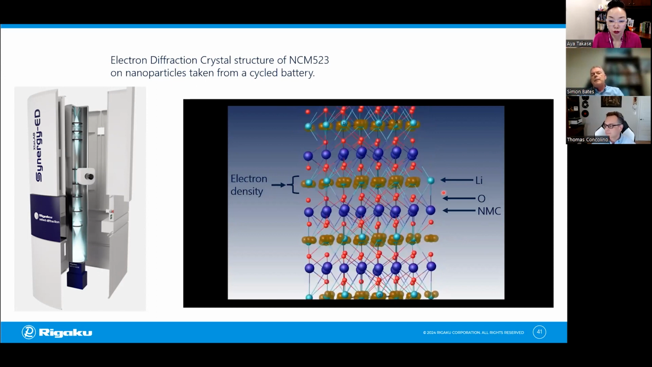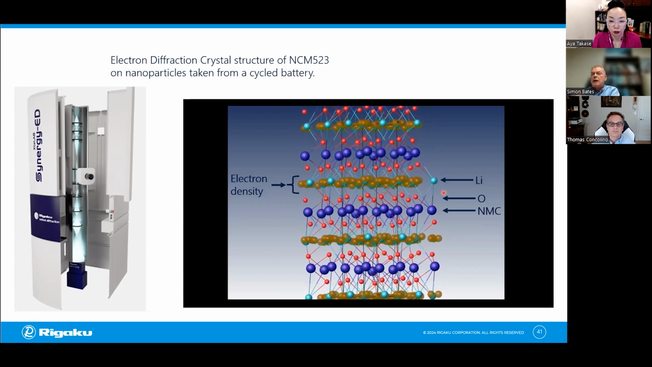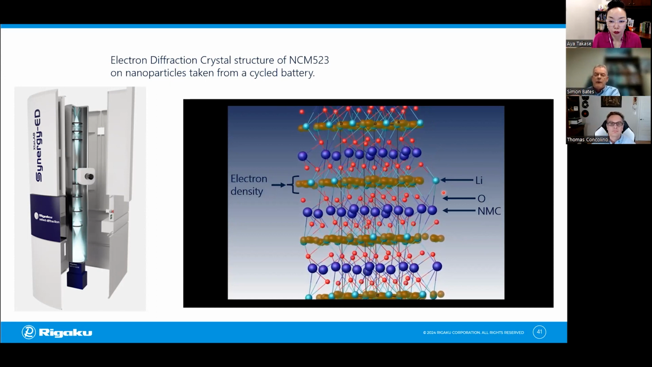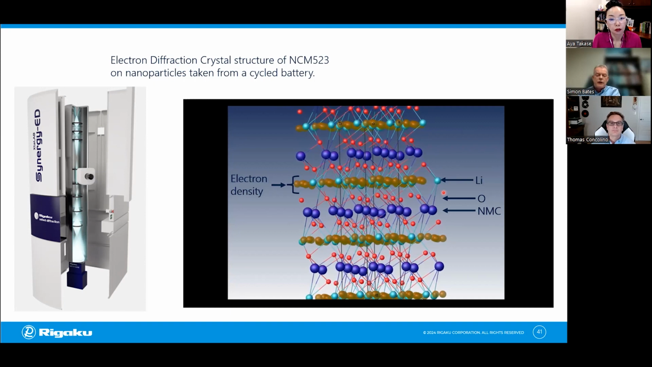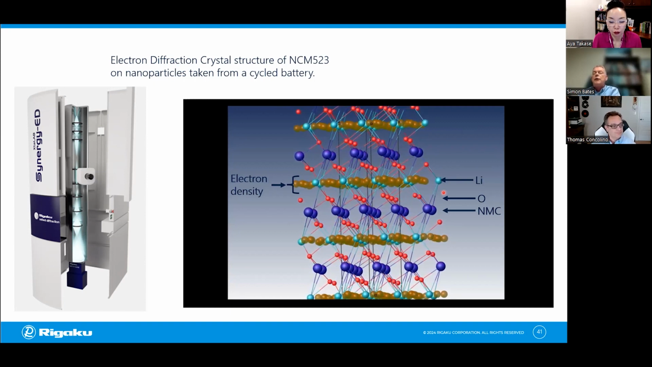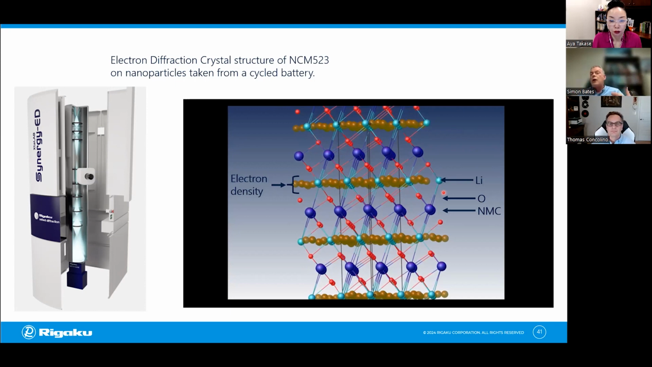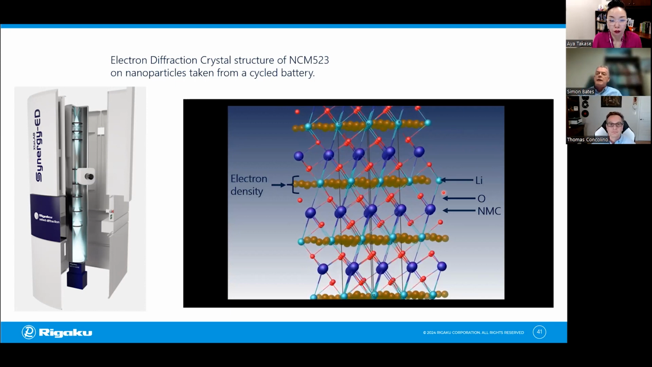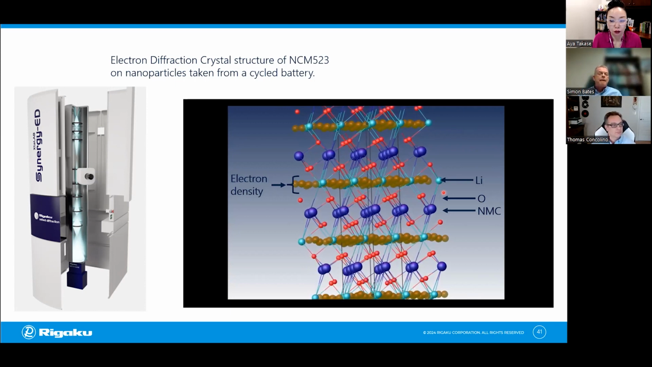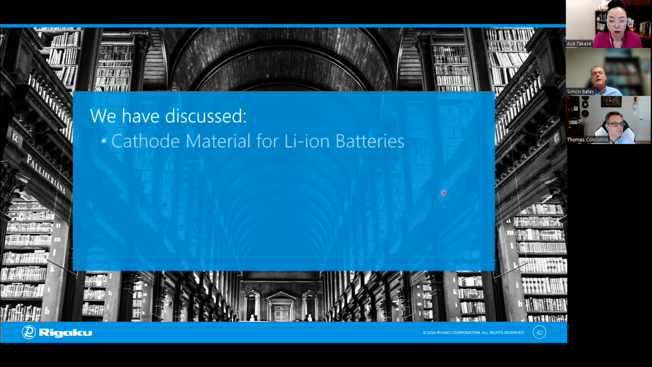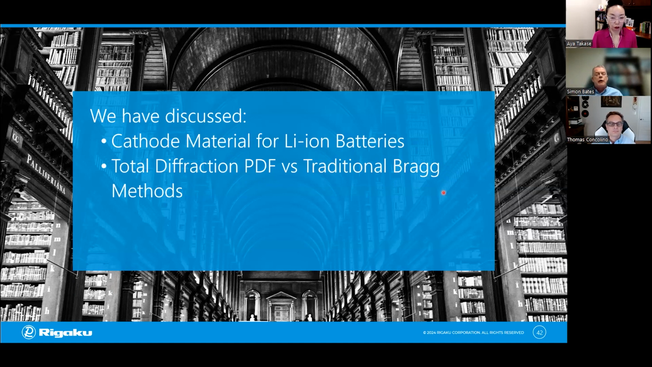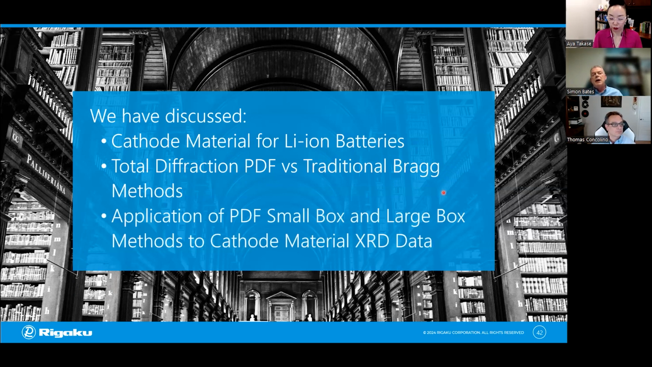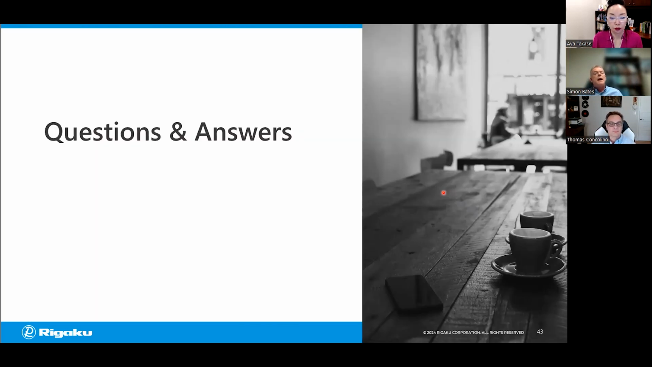And I did a quick back of the envelope calculation, and if nickel is the thing that's dropping down, then about 4% of the nickel has dropped down into that layer. This is what's called nucleation of the rock salt form, and it is the death of the battery. So very quickly, we've discussed cathode materials, NMC in particular. We've looked at total diffraction and Bragg diffraction, and we've looked at big box and small box models and how they can be applied. And now we can move on to the final set, Q&A.